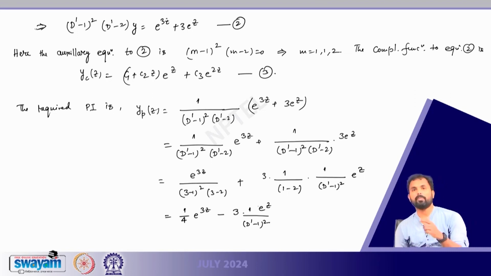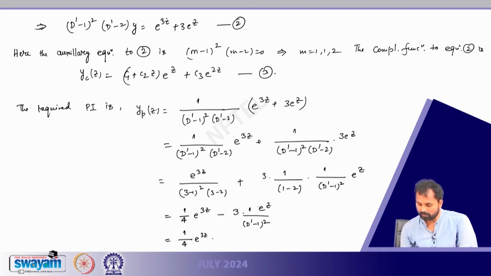So, now when we know that f(D) becomes 0 at D equals a, then instead of f(D) we put D plus a. So this will become 1 by 4 e to the power 3z minus 3, then 1 by (D' plus 1 minus 1) whole square, e to the power z. E to the power z will come this side, and this will be simply 1.